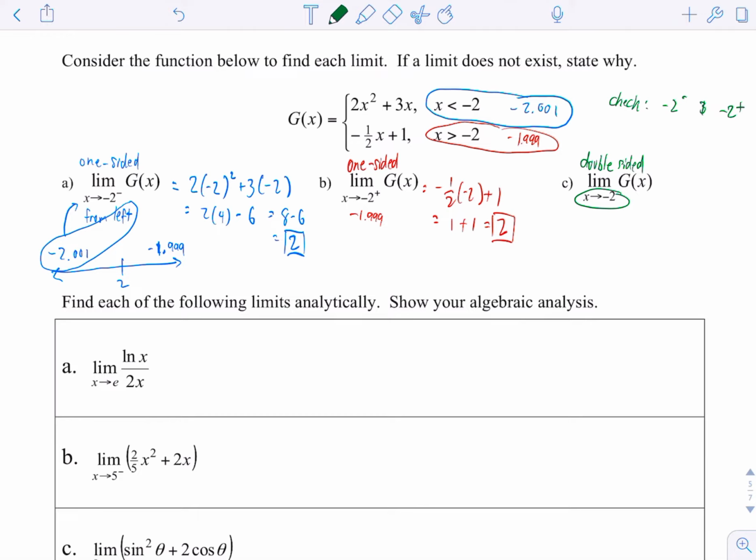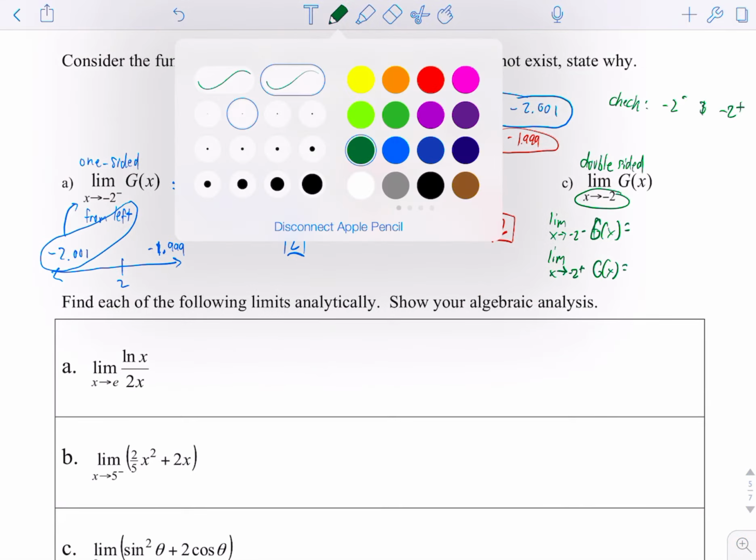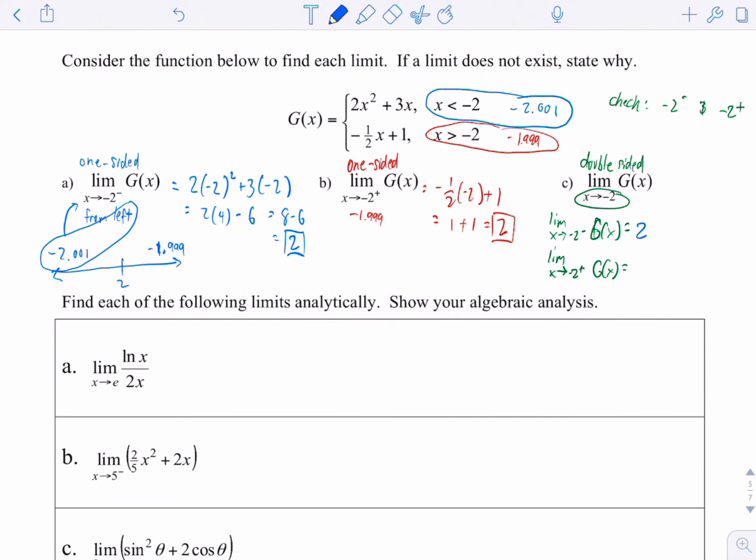So here we go. I'm going to write the limit as x approaches -2 minus of g of x, and I found that from part A to be 2. Now I'm going to check the limit as x approaches -2 from the right, and found that to be 2 as well. Maybe I'll use a different color. I found from part B that this was 2.